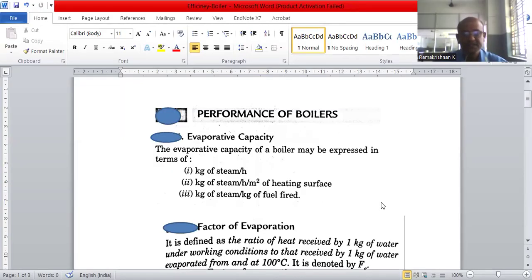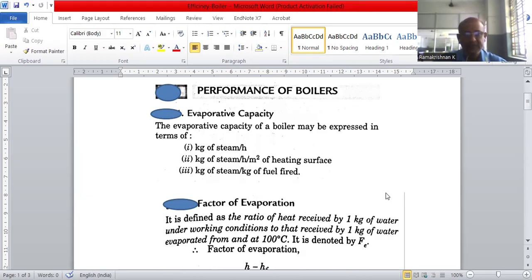Students, in this session, let us discuss the performance of boilers. Generally, boiler performance is expressed in terms of the efficiency of the boiler. Before the efficiency of the boiler is dealt with, some of the terms need to be known. Firstly, the evaporative capacity of a boiler.